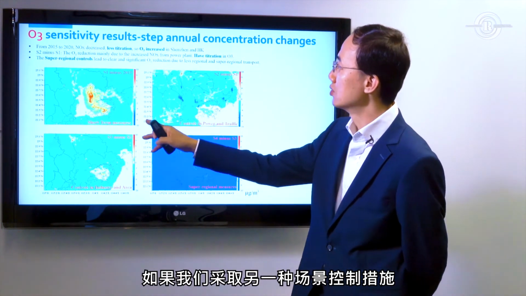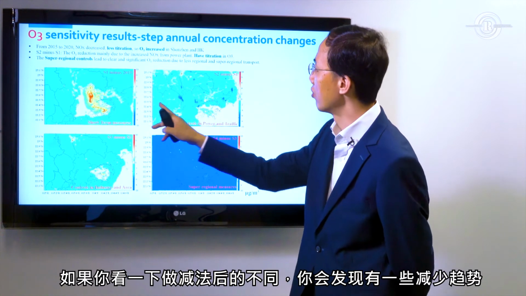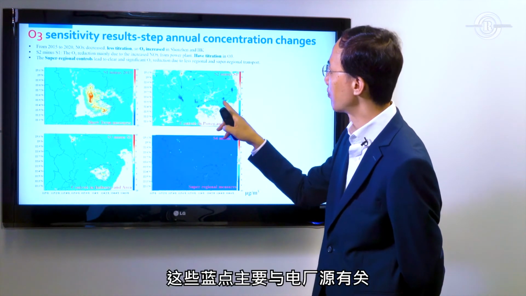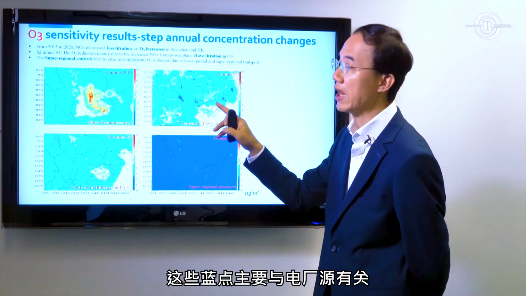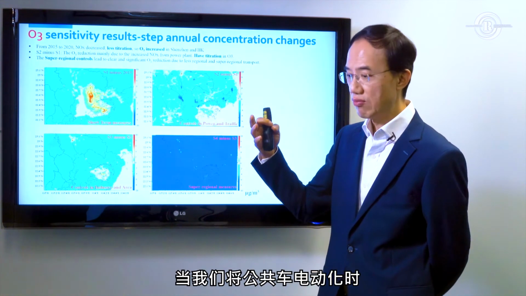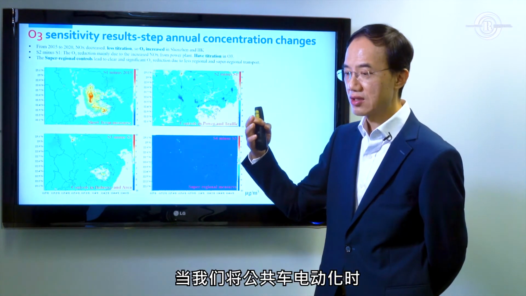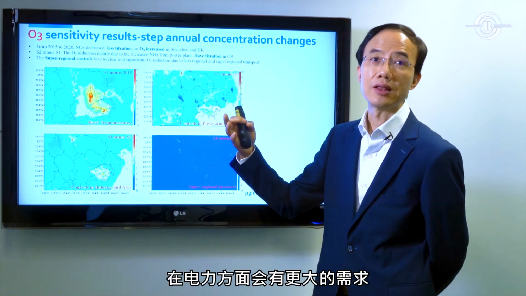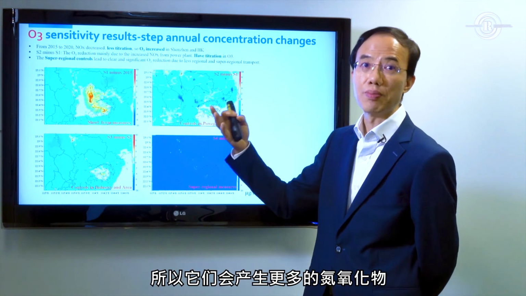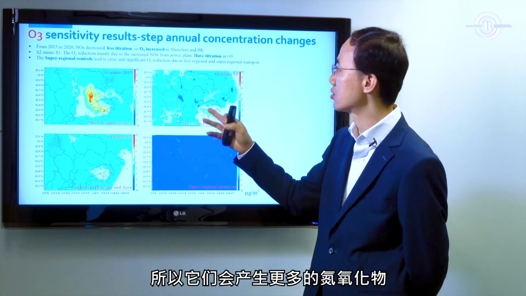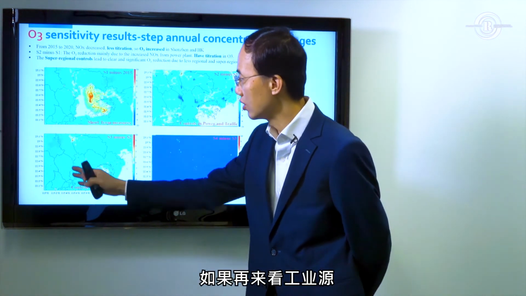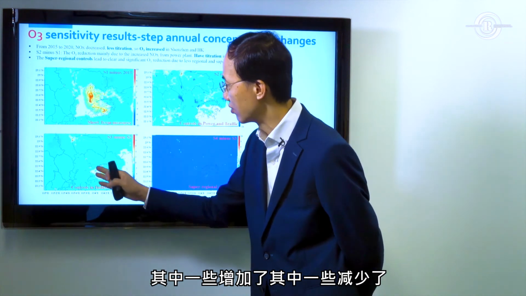Now, if you do another measure, if you look at the difference, you see there's some reduction. This blue spot is mainly related to the power plant, because when we change the buses to electrical buses, there's a bigger demand in electricity, so that we produce more, have a little bit more NOx, so the ozone actually has been reduced. If you look at industry, some of them increase, some of them decrease.